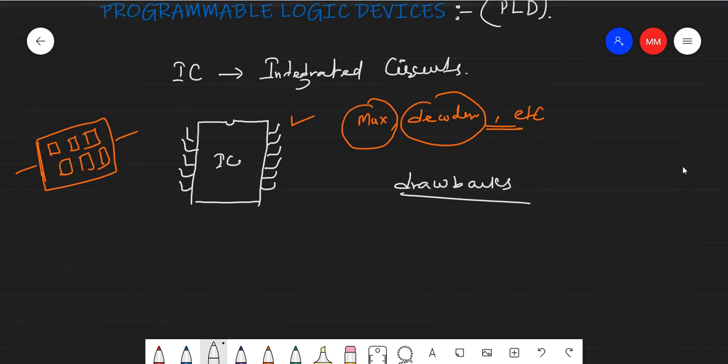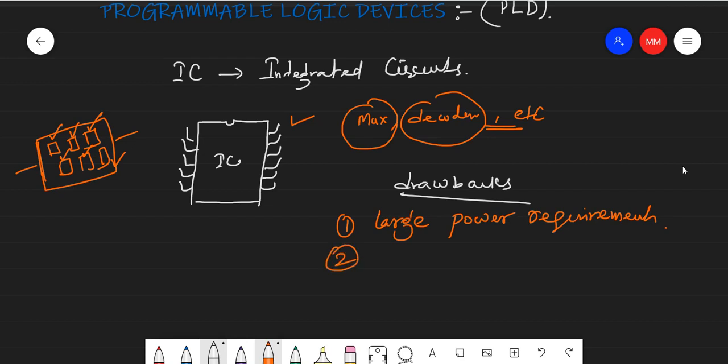Let us see. If I am using n number of ICs for my logic circuit or logic function, then definitely with more ICs the power consumption is more. Therefore, I can say a large power requirement.